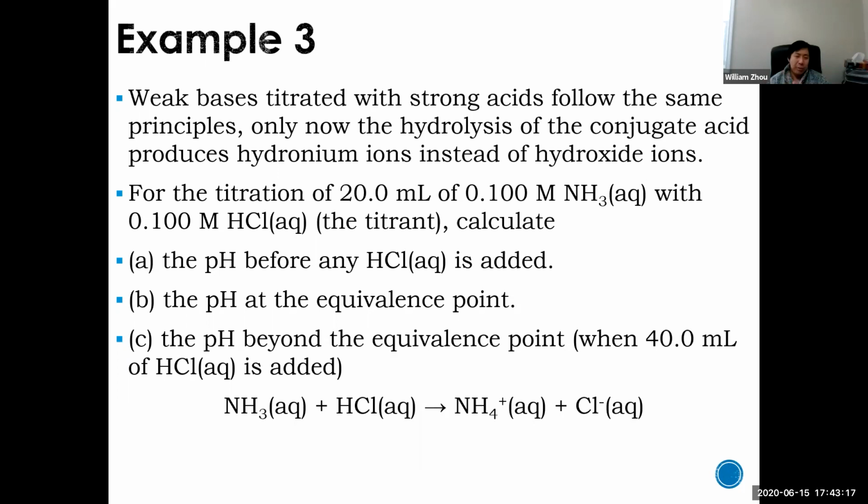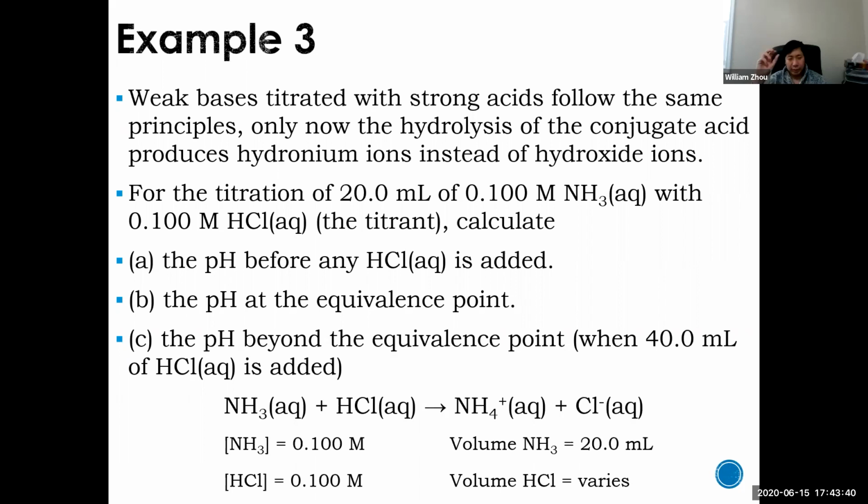Calculate A, the pH before you add any acid. B, the pH at the equivalence point. And C, the pH beyond the equivalence point, specifically when 40 milliliters of HCl is added. You have the balanced equation, NH3 plus HCl gives NH4 plus and Cl minus. Okay, that you know, and you have all the information here.